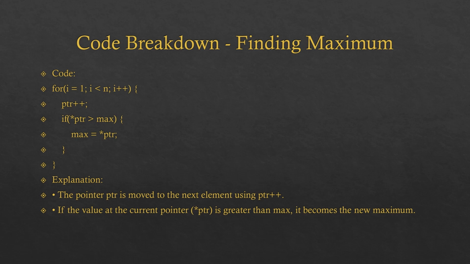Here's where the pointer comes into play. We enter a loop that moves the pointer to the next element using ptr++. With each iteration, we check if the current element pointed to by ptr is greater than the current maximum. If it is, we update the max value. This is how the program compares all the elements to find the largest one.